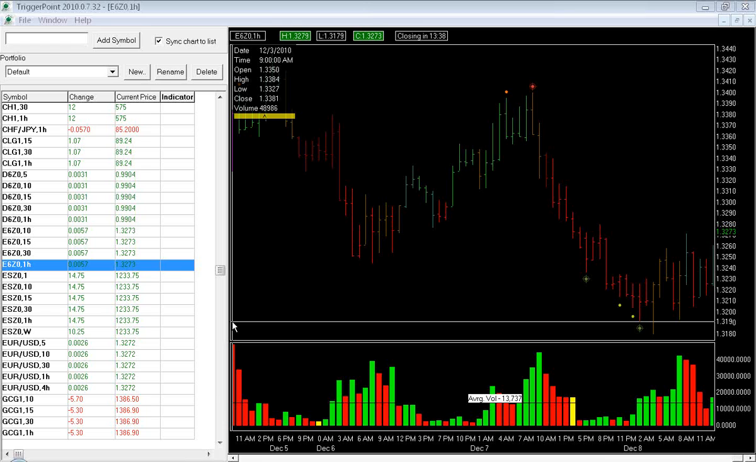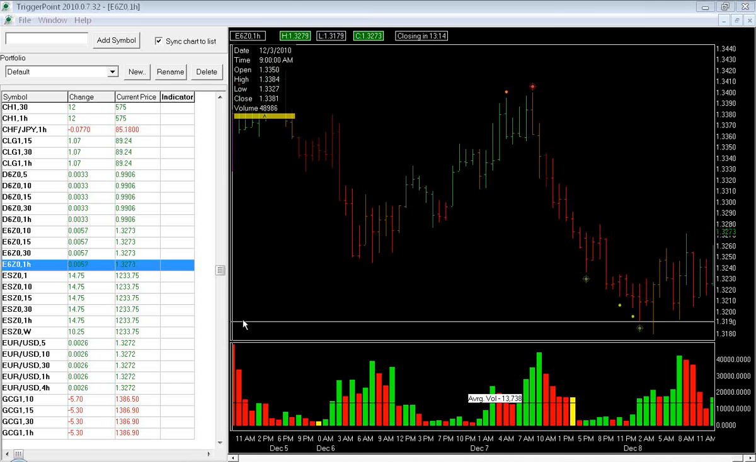It's probably best if I go through the example with you and you'll be able to see this more clearly. As you can see, in our TriggerPoint software we have red and we have green. The red corresponds to the down moves and the green corresponds to the up moves. So as we can see from this chart, we want to look at the left side of the chart, which will give us background on this particular chart.